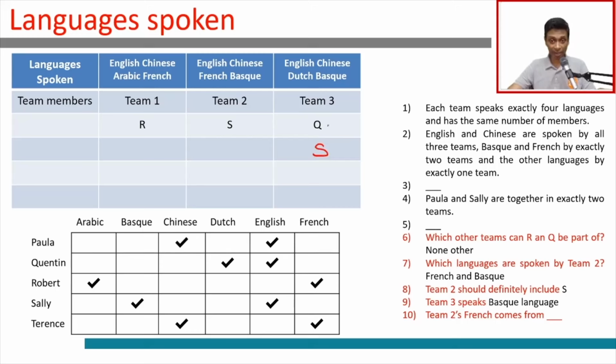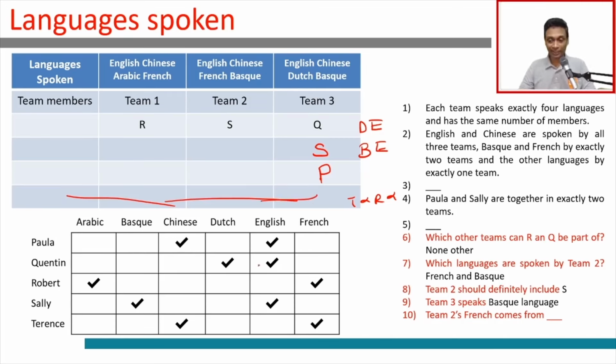Wonderful. Now let's recap. Let's start with team 2. Team 2, we have already accounted for Dutch and English, and Sally speaks Basque and English. We still need to bring in Chinese. Chinese can come from either Paula or Terence, but Terence will bring with him French also. So not Terence, only Paula. This is done. Terence cannot be here. Robert cannot be here. So there are 3 people in team 3 and only 3 can be there. So there are only 3 persons per team.